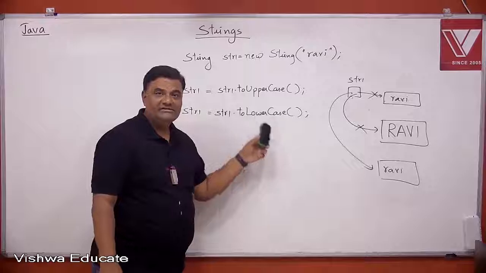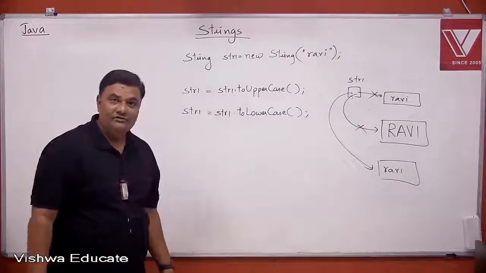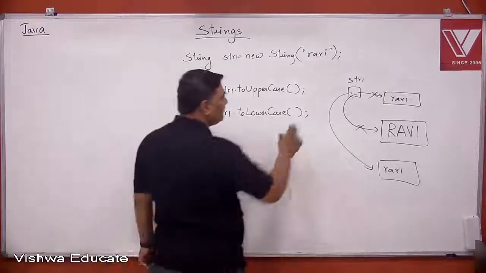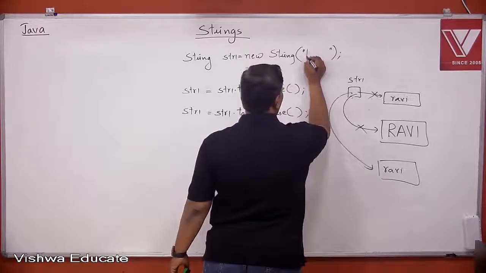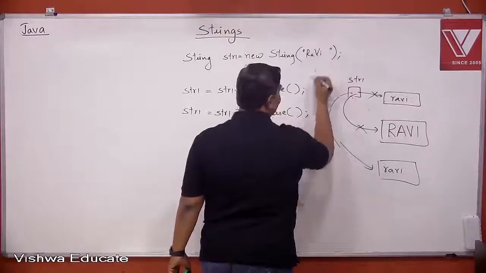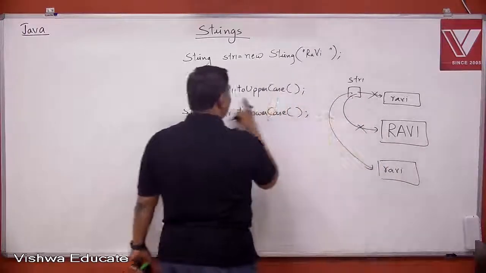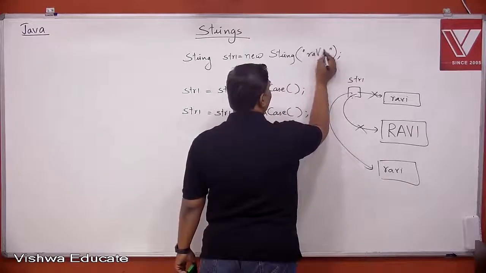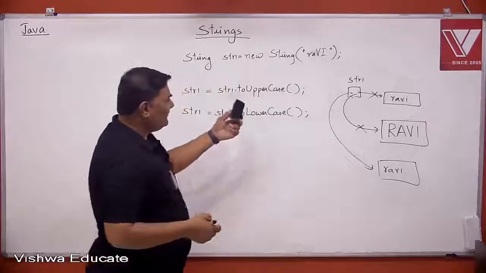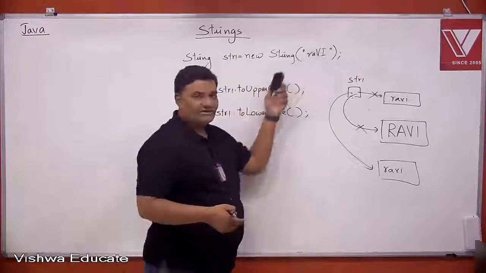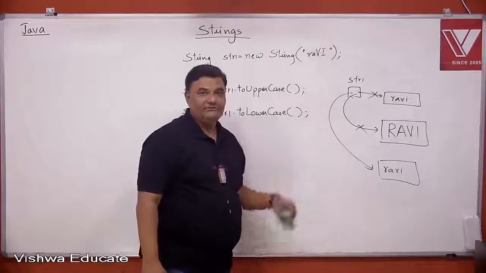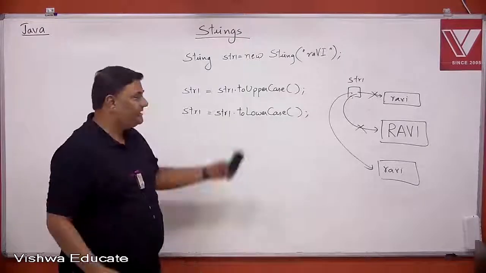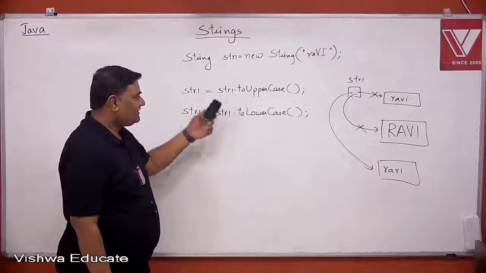So these two methods are there to convert a string from lowercase to uppercase, or any case to lowercase. Suppose you have written R, A, V, I, then this will convert into all capitals if you use toUpperCase. Or if you use toLowerCase, everything will convert into lowercase. Already two are lowercase only. If you use upper, everything will convert into uppercase. So all alphabets, it makes sure that they are in lowercase or uppercase depending on the method that you are using. So take this.